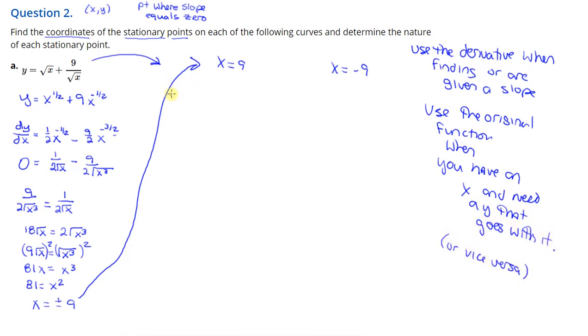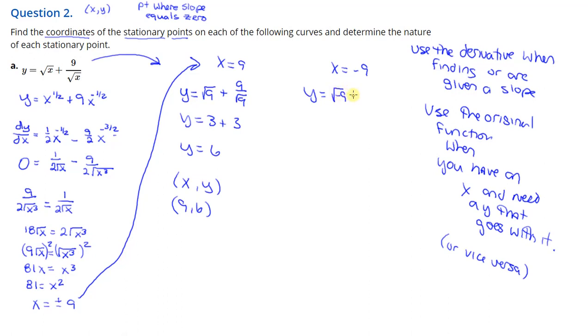So what I'm going to do then is plug the 9 into the original function wherever it says x, and then that'll tell me what y is equaling when x equals 9. In this case, I'll find out that y is going to be 6. So the point is going to be 9, 6. And then when I do this for the other one, I'll realize that I'm going to take the square root of negative 9, and that's not possible, at least at this point in your math career, and so we're not going to worry about that. So the only possible point is 9, 6.